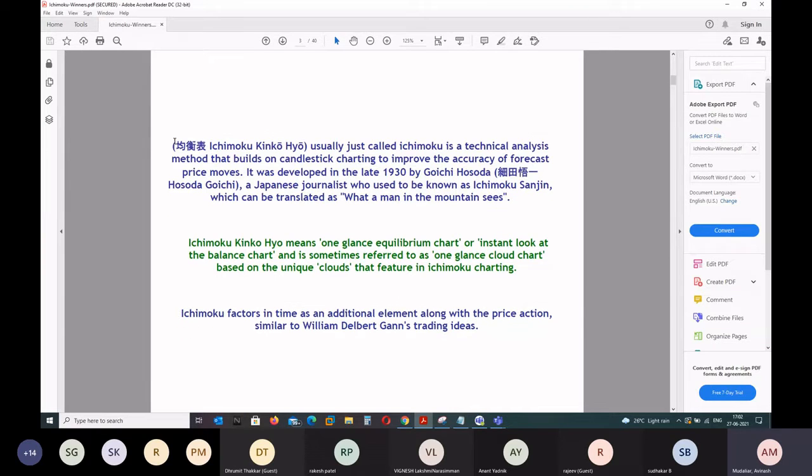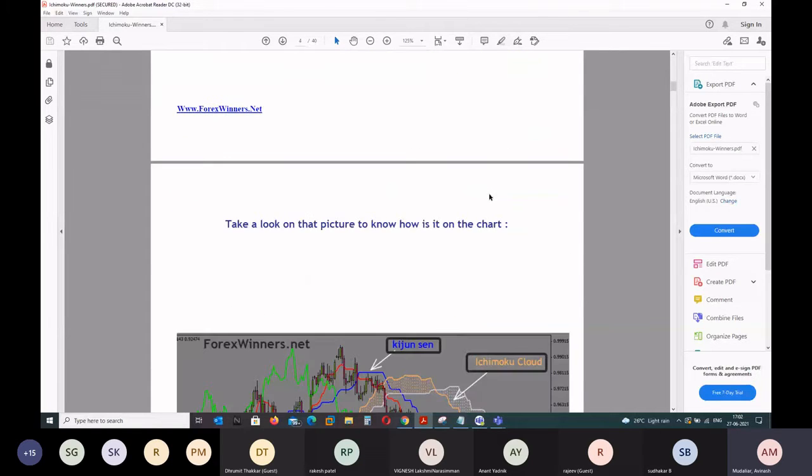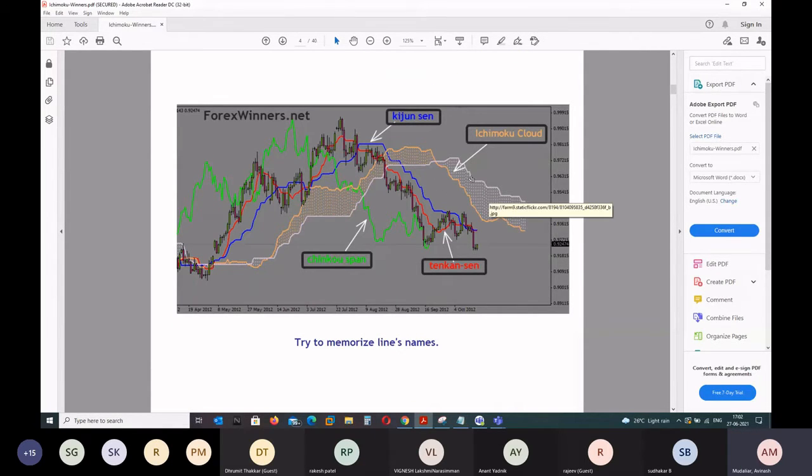Ichimoku Kinko Hyo was invented by Goichi Hosoda. You get all the details in the PDF. It consists of 5 different lines, and once you combine all these 5 different lines, it will form the complete system.